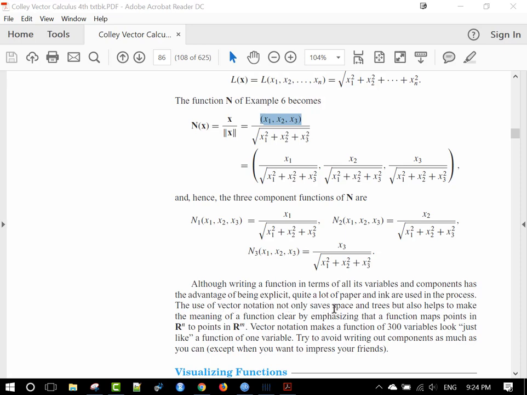The use of vector notation not only saves space in trees, but also helps to make the meaning of the function clear by emphasizing that a function maps points in Rn to points in Rm. Vector notation makes functions of 300 variables look like a function of one variable. To try to avoid writing out components as much as you can.